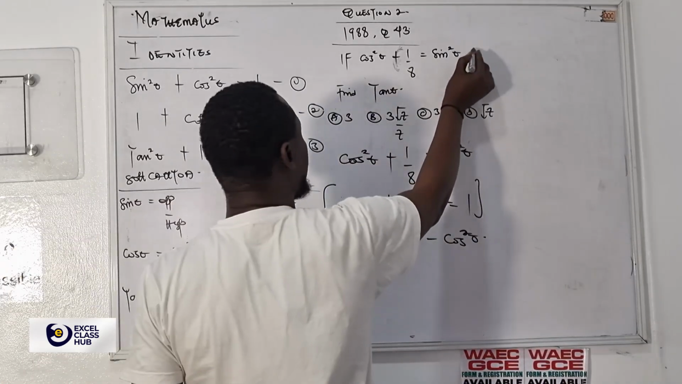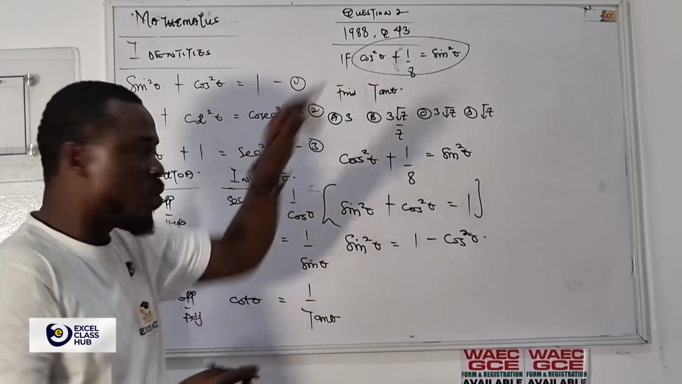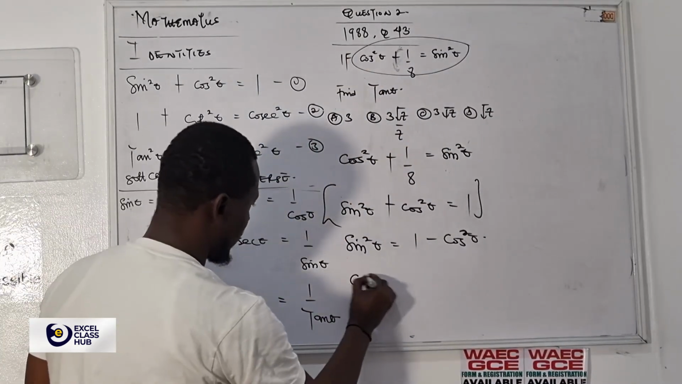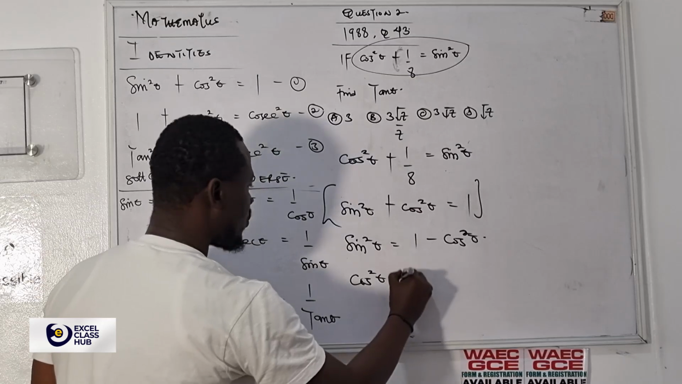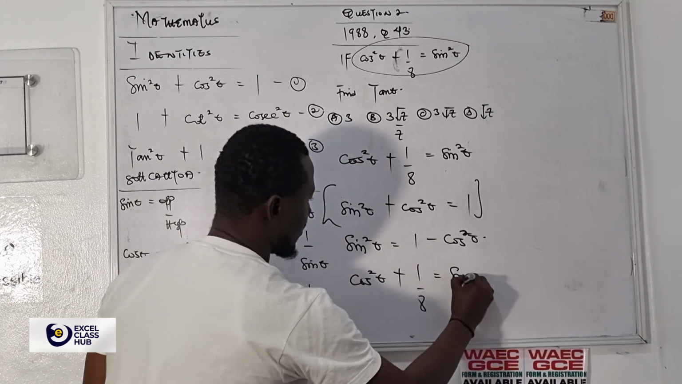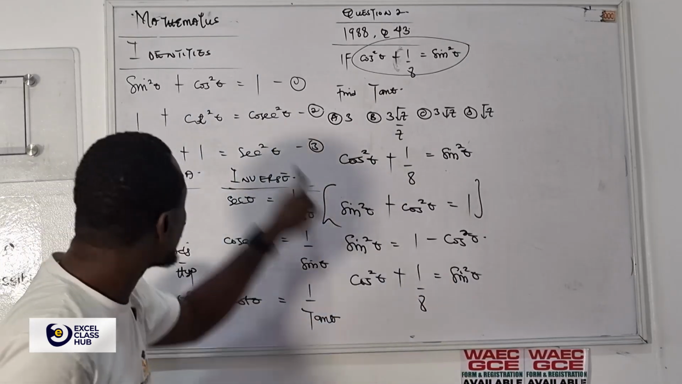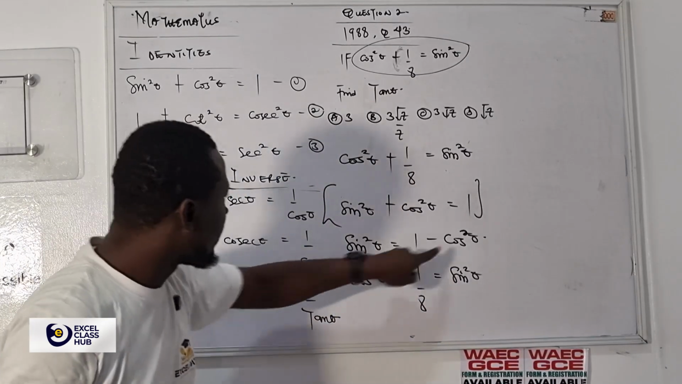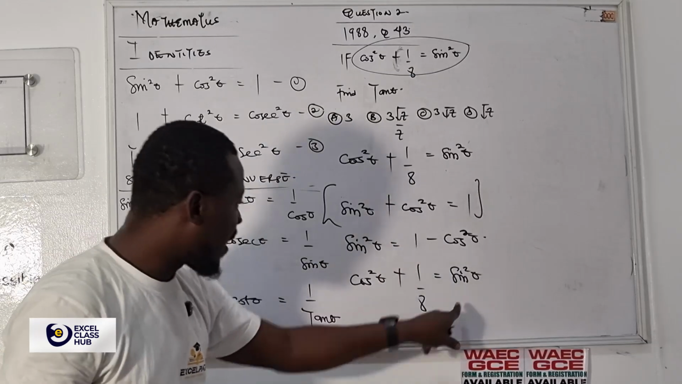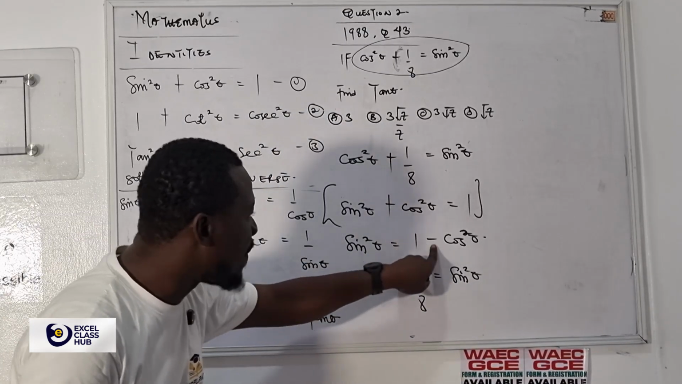But this is what we are given. This is the equation we're given. So go back to this equation now, which is cos square theta plus 1 over 8 equals what? Sine square theta. This is your equation given to you. Now, I've made sine square theta the subject of the formula, so I can now remove this sine square theta and change it back to 1 minus what?